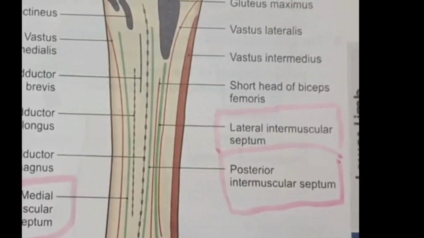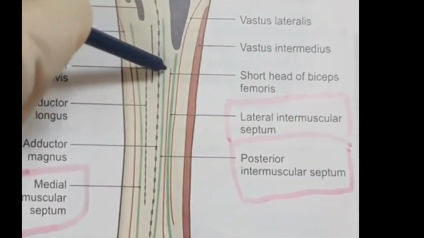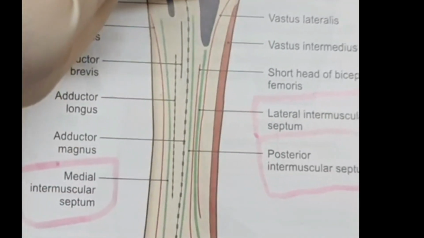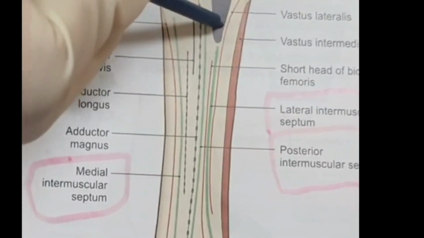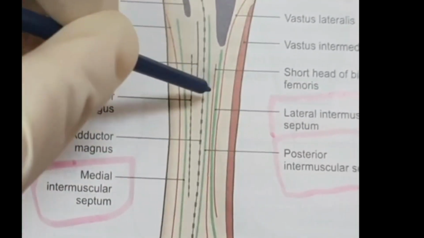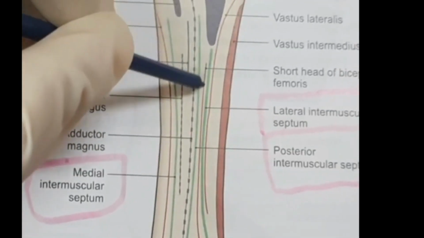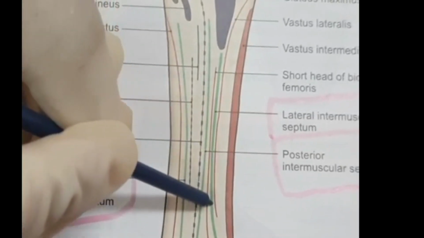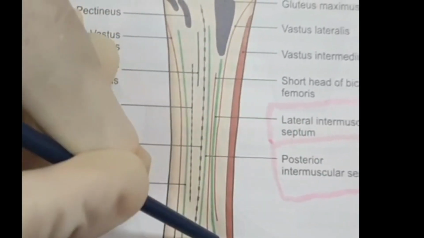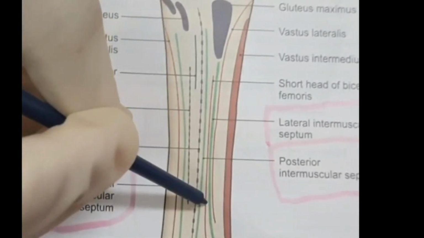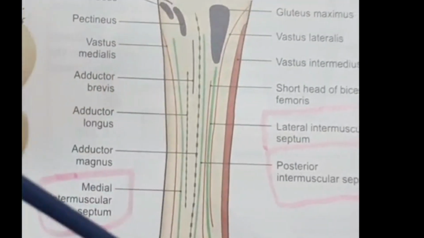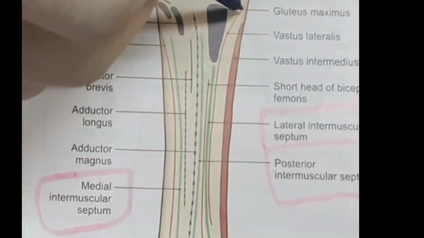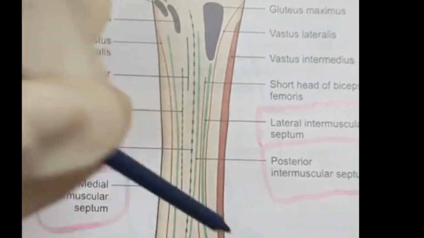Now same thing in the diagrammatic manner. We have seen short head of biceps this way. In the same line in the upper part there will be attachment of the gluteus maximus muscle. Now you can see here, lateral to the attachment of the short head of biceps there will be attachment of lateral intermuscular septa. Now this septa differentiates posterior compartment from the lateral compartment. So lateral to the lateral intermuscular septa there will be attachment of vastus lateralis.